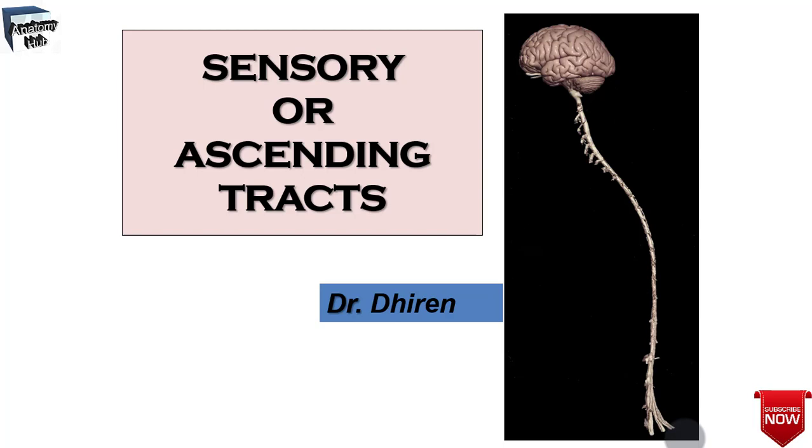As the name suggests, the ascending tracts are those that ascend from the spinal cord and connect it to the brain. These tracts are named based on their origin and termination. They are found running along the dorsal, lateral and ventral columns of the white matter.